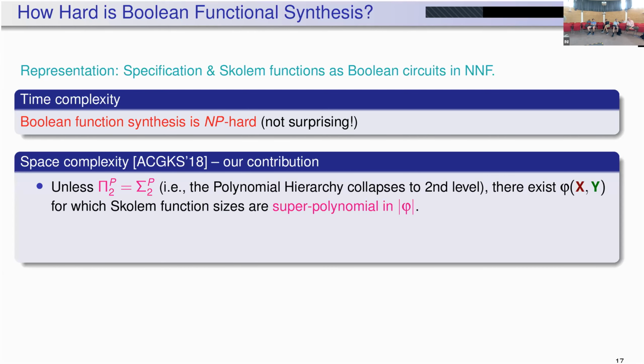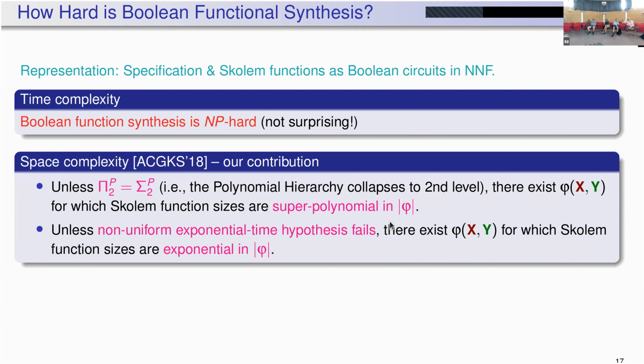For the space complexity, it turns out that unless the polynomial hierarchy collapses to the second level, there will be specifications for which scoring function size is pseudo-polynomial, and unless the non-uniform exponential hypothesis fails, there will be functions for which scoring function sizes are exponential. It doesn't matter how much time you take.